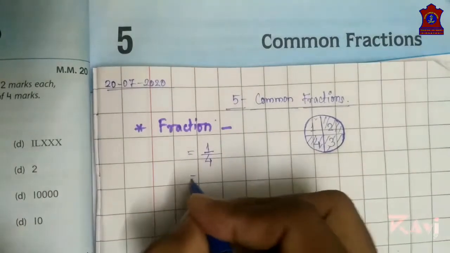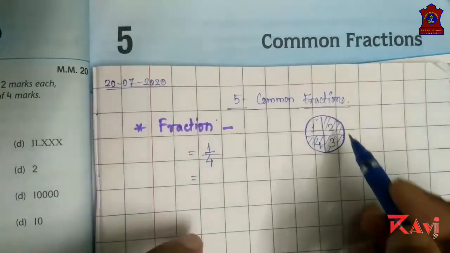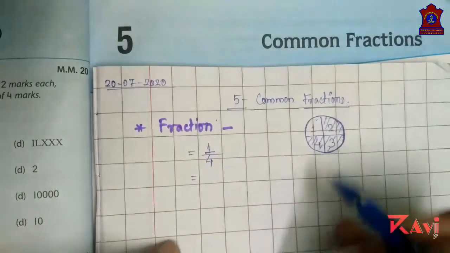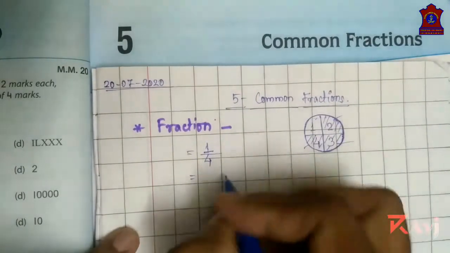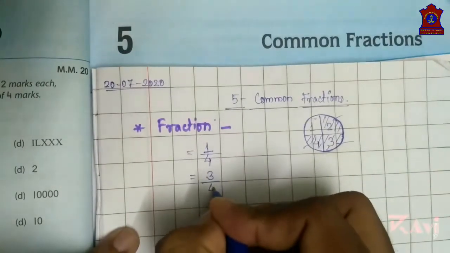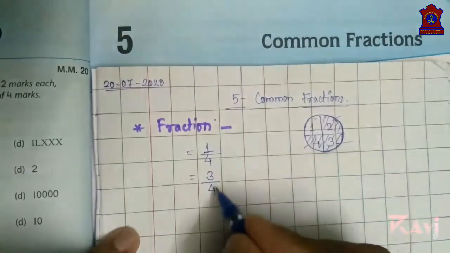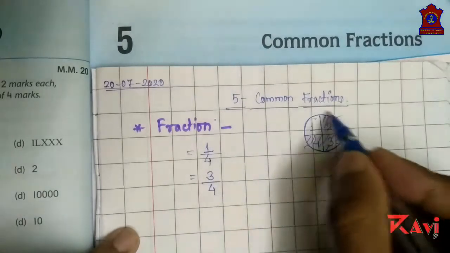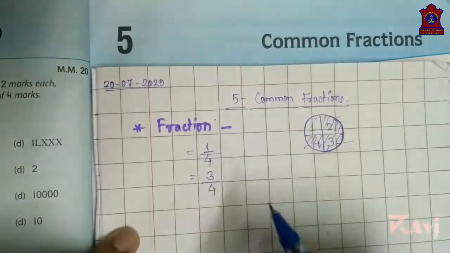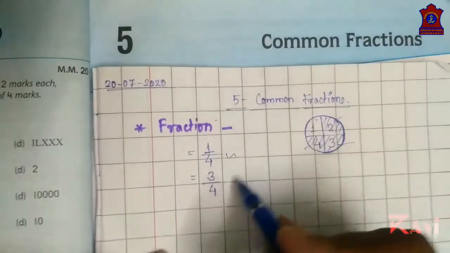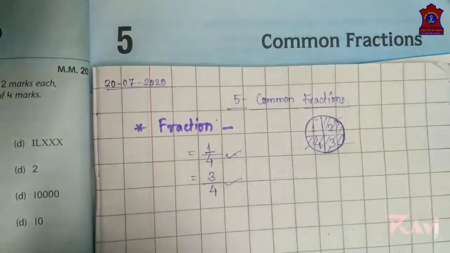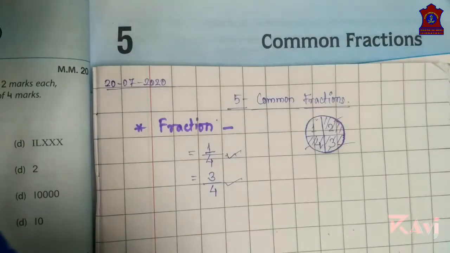If somebody is asking what is the shaded portion of the whole, how many parts are shaded? 1, 2, 3. So 3 upon 4. Out of 4, 3 parts are shaded. Out of 4, one part is unshaded. Clear? So these are fractions. Therefore, a fraction is a part of a whole. Clear?